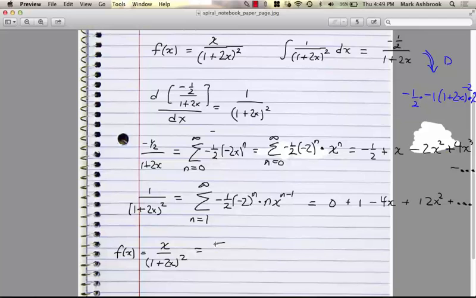So what will it be? N equals 1 to infinity, negative 1/2, negative 2 to the n times what? x to the? We're just going to multiply by x, so we get x to the n. And it's going to be 0 plus x minus 4x squared plus 12x cubed. And there it is.